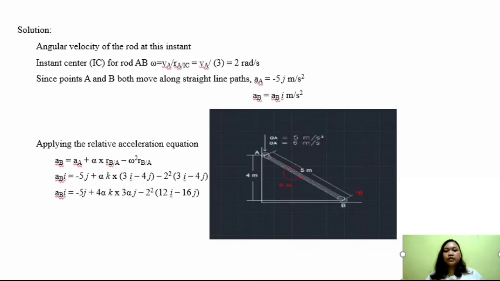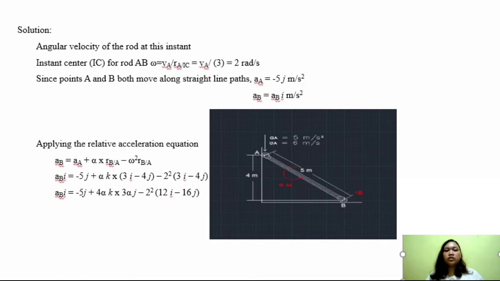Here's the solution. First, we have to find the angular velocity of the rod at this instant. Locating the instantaneous center, IC, for rod AB, we can determine that the angular velocity is equal to the velocity of point A, V sub A, over the radial distance of point A to the instantaneous center, R sub A relative to IC. Given the velocity of point A at 6 meters per second and an instantaneous center distance of 3, we have an angular velocity of 2 rad per second.